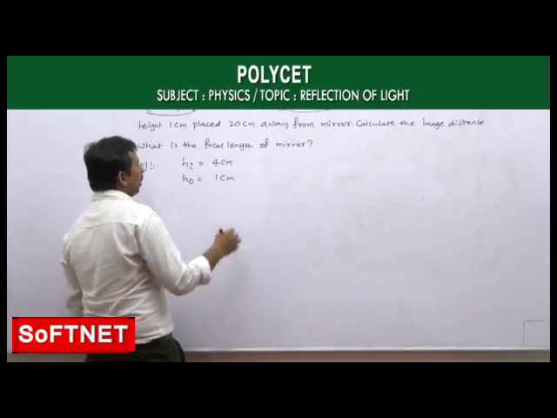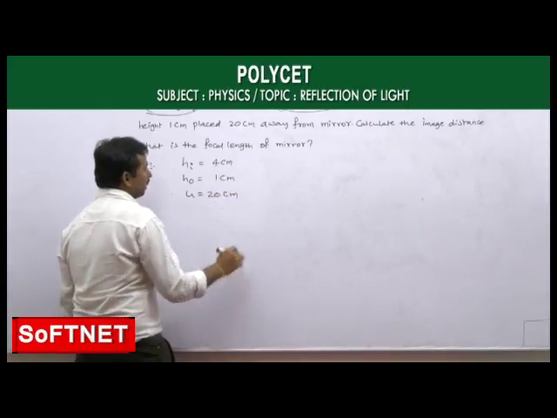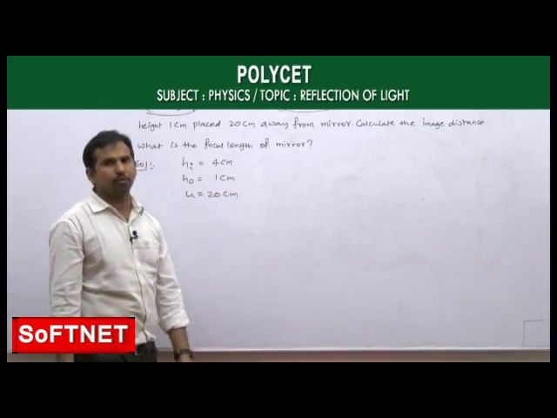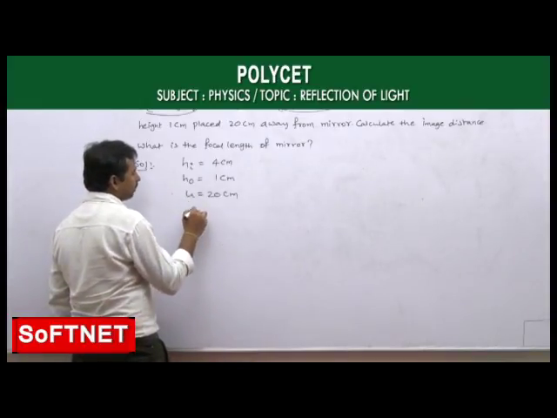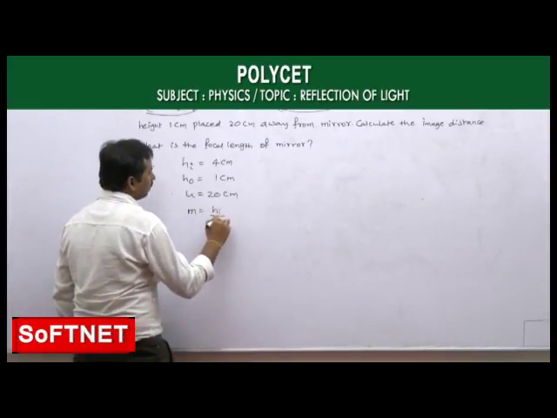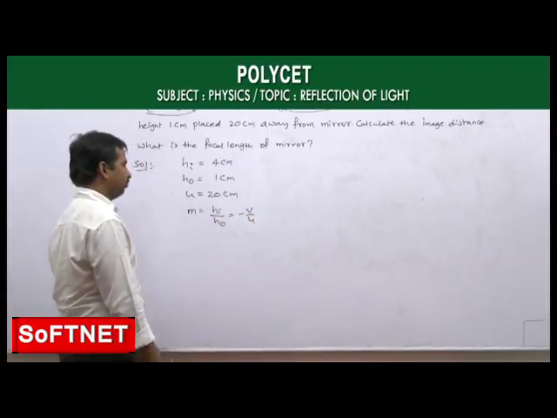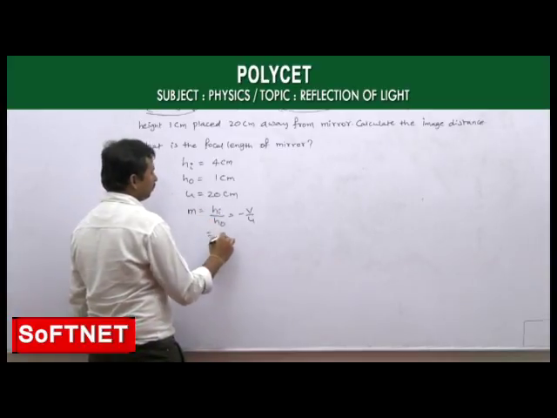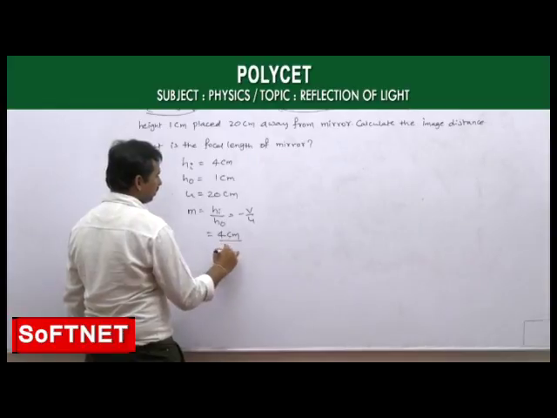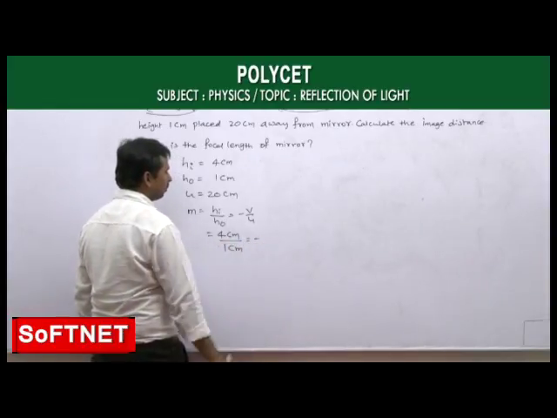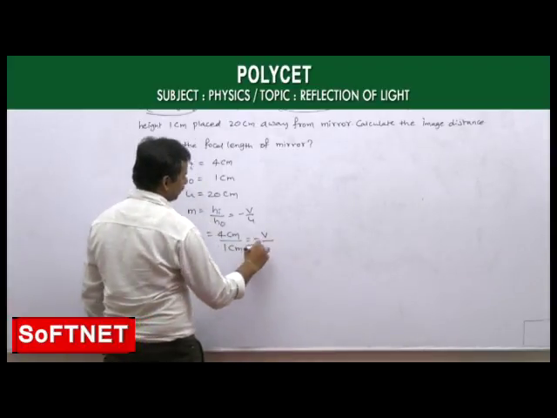Okay, then the object distance is also given, which is equal to 20 centimeters, and we don't know anything about the image distance and the focal length. Then how to find that? As we know, the magnification factor m is equal to height of the image by height of the object, which is equal to minus v by u. Then height of the image, which is 4 centimeters, and height of the object, which is 1 centimeter, is equal to minus v by u, where v we don't know, whereas the u value is given as 20 centimeters.